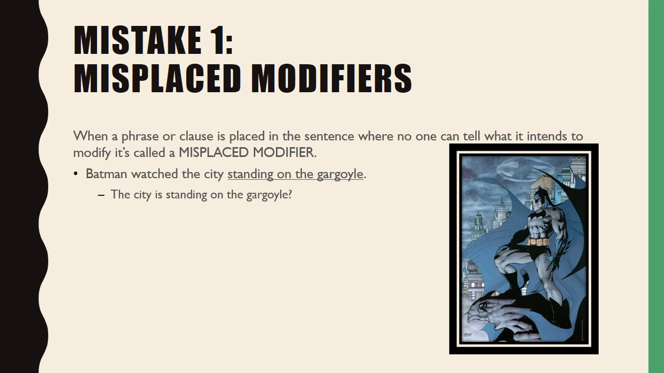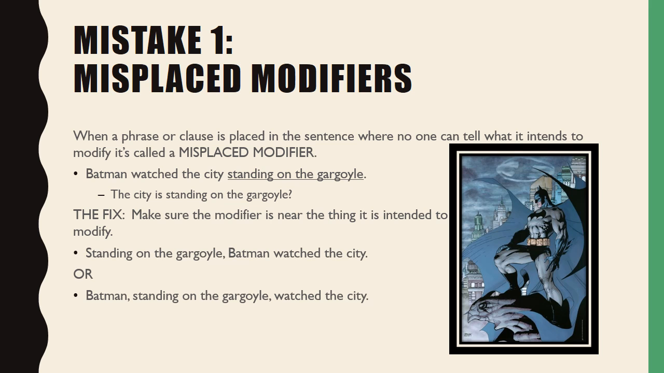So how do we fix it? Well, we put it in the right spot, right? Make sure that the modifier is near the thing that it's intended to modify. Since in this case, this is an adjective phrase that's meant to modify Batman, then we need to put it near Batman. So we could say either "Standing on the gargoyle, Batman watched the city," or "Batman, standing on the gargoyle, watched the city." Either of those work, and in that case we know that this is a modifying adjective phrase that changes Batman, or enhances Batman.